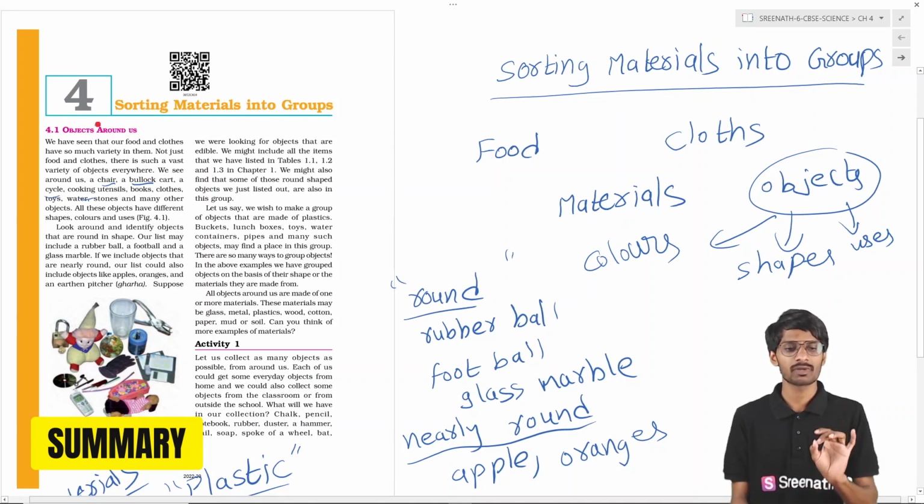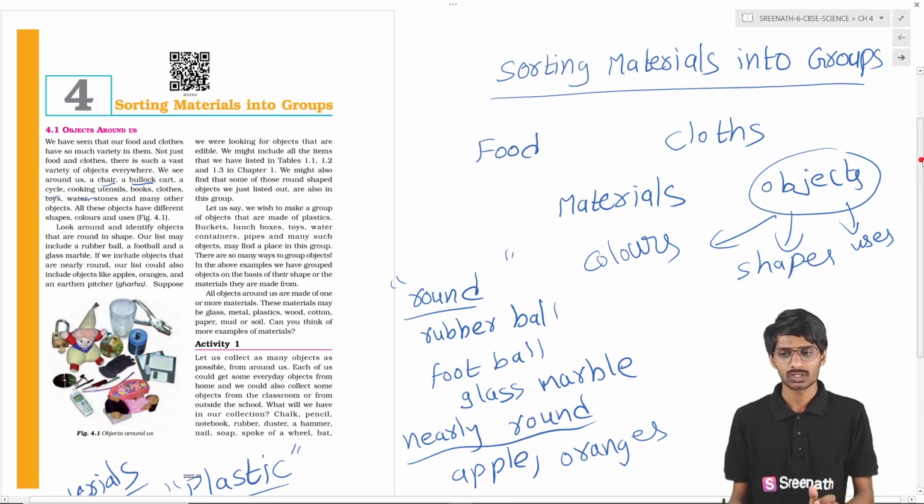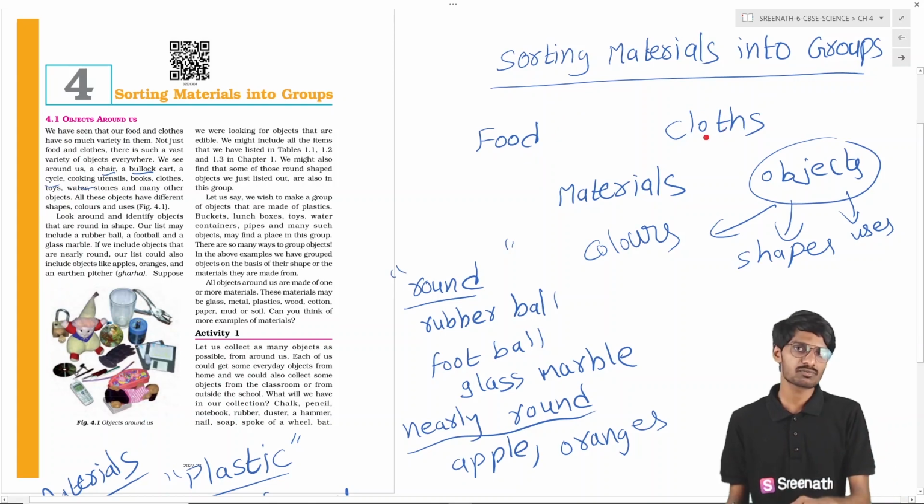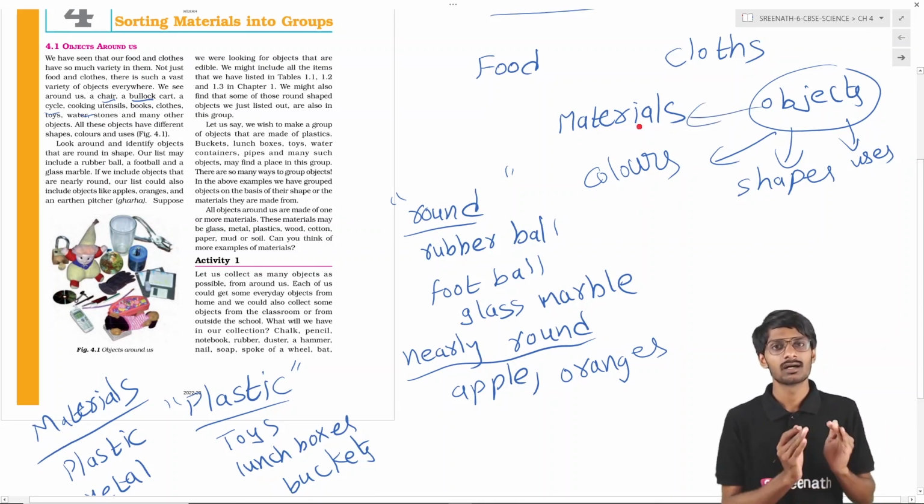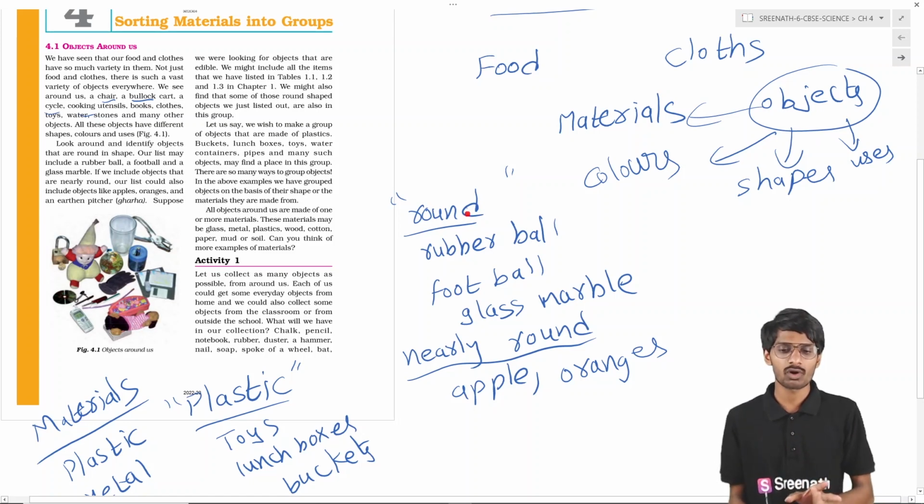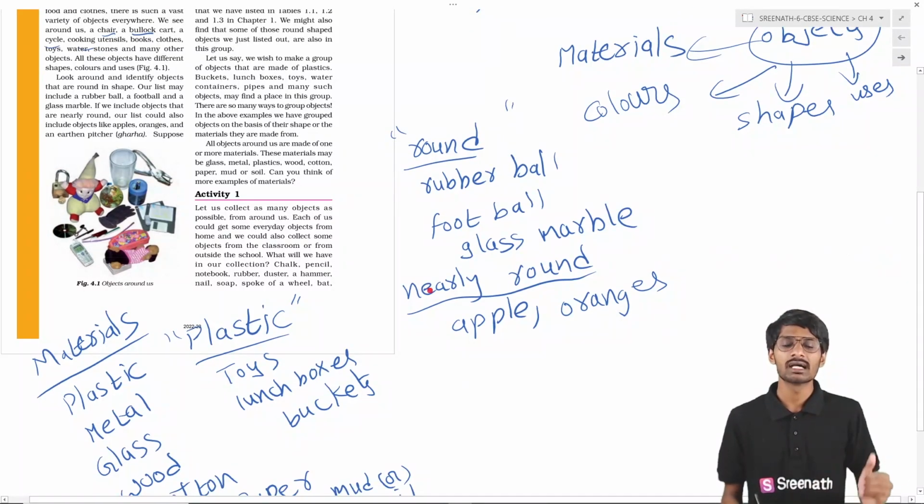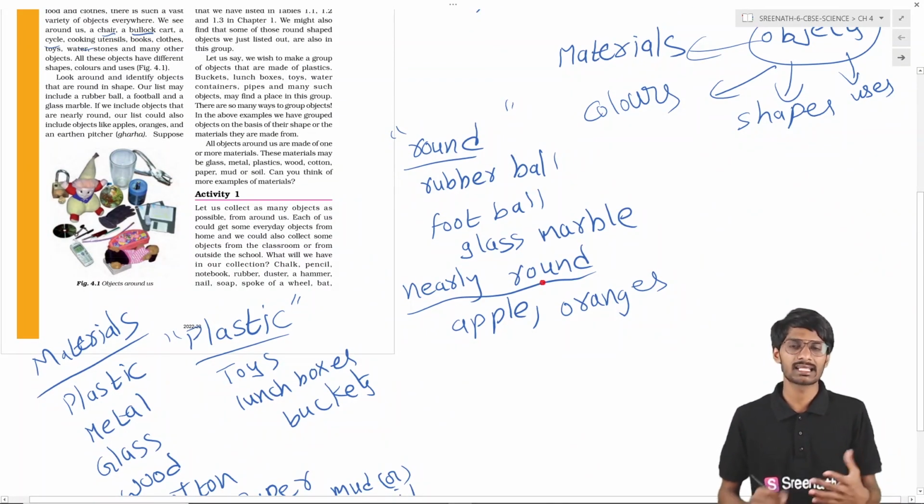So in this, the first topic is objects around us, students. There are different types of food materials and different types of clothes, and there are different varieties of objects also. Some have different colors, some have different shapes, some objects are for different uses, and some are made with different materials. Suppose you want to make a group of round shaped objects, then rubber ball, football, glass marbles will come. If you want a group of nearly round objects, apple, oranges, like that will come.